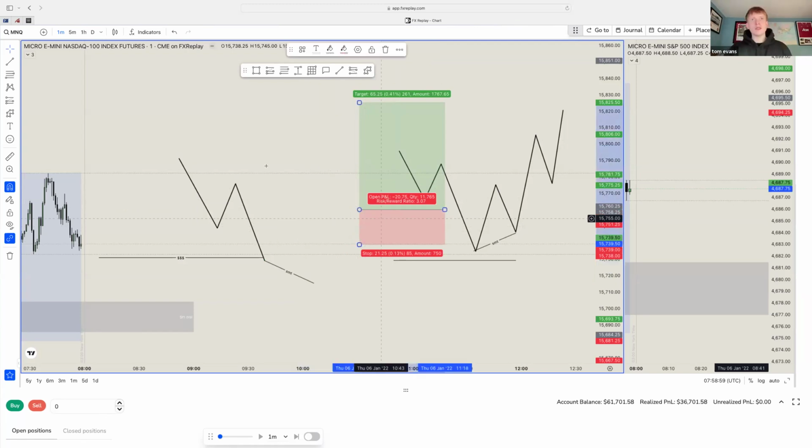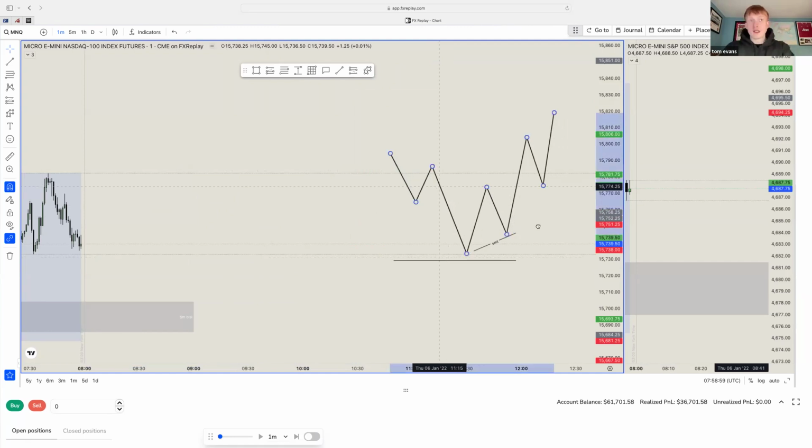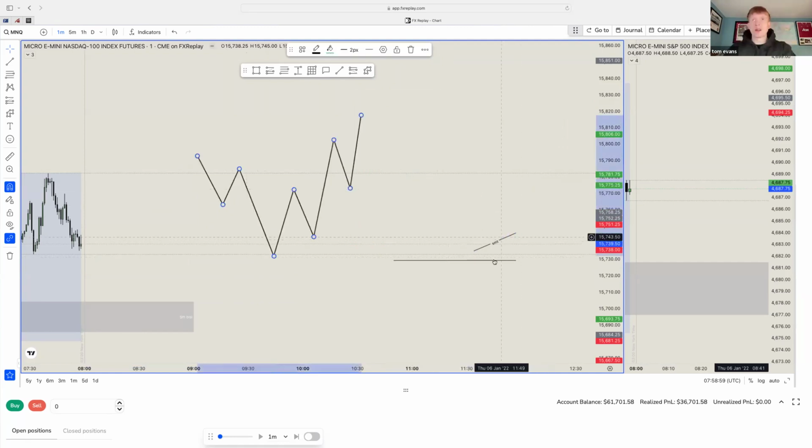So hopefully that explains SMTs to you. SMTs can also work in the form of entering or retracing into a fair value gap. Now I know I've just removed my chart, however, I will do it again.